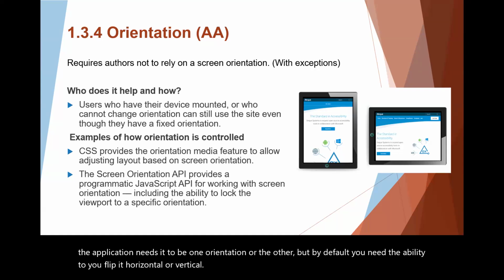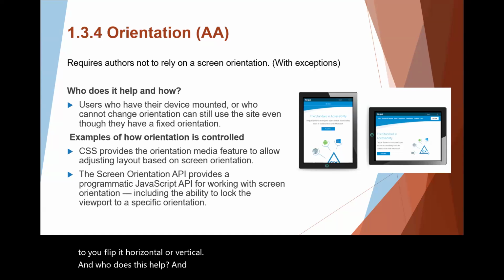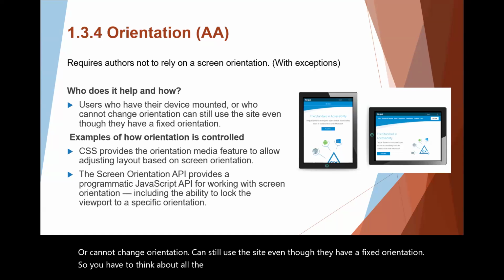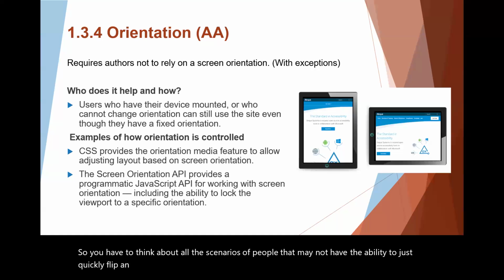And who does this help and how? Users who have their devices mounted or cannot change orientation can still use the site, even though they have a fixed orientation. So you have to think about all the scenarios of people that may not have the ability to just quickly flip an orientation. Examples of how orientation is controlled is through CSS, or what we call styles that control how things look behind the scenes.